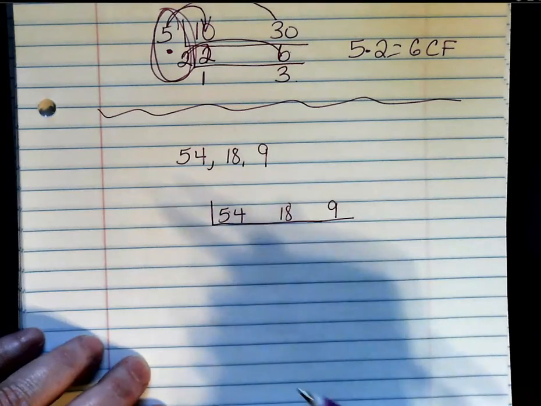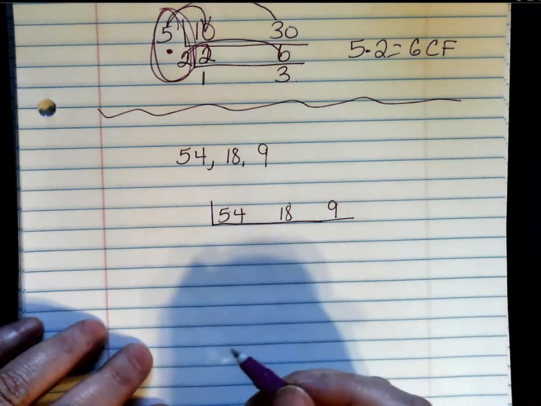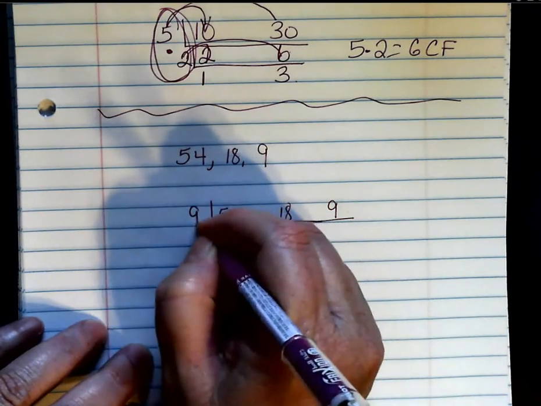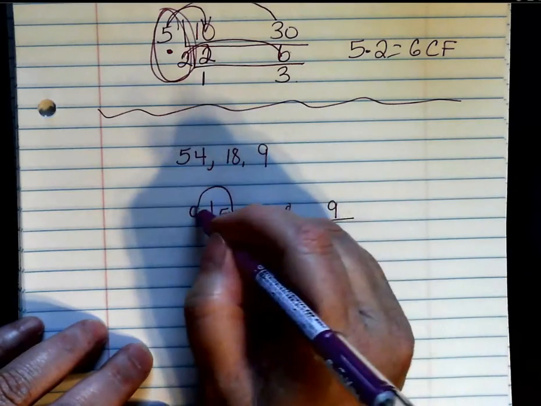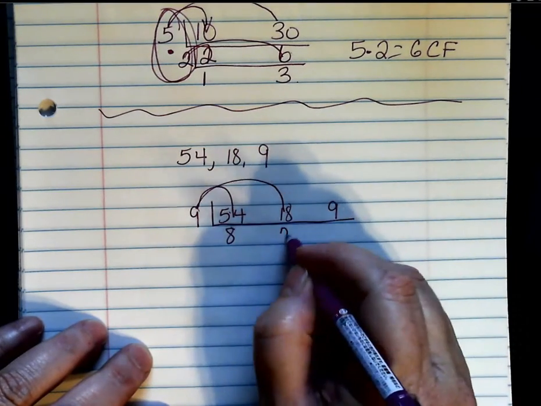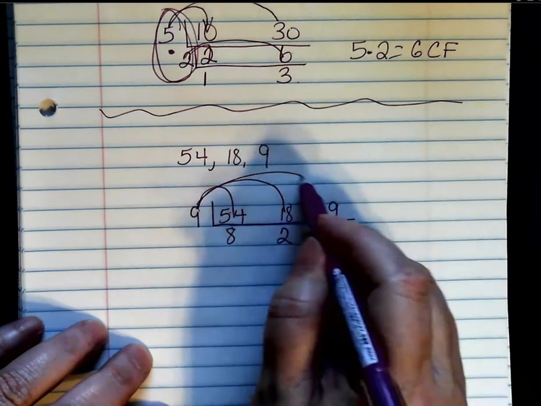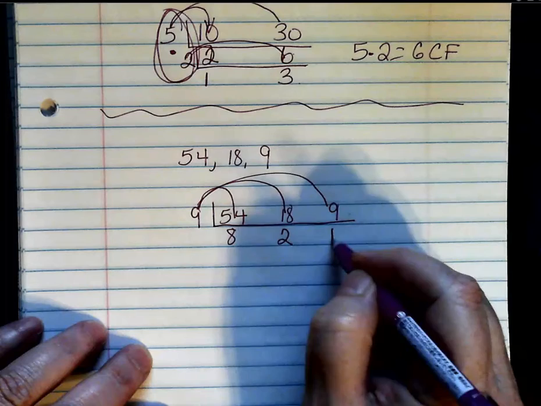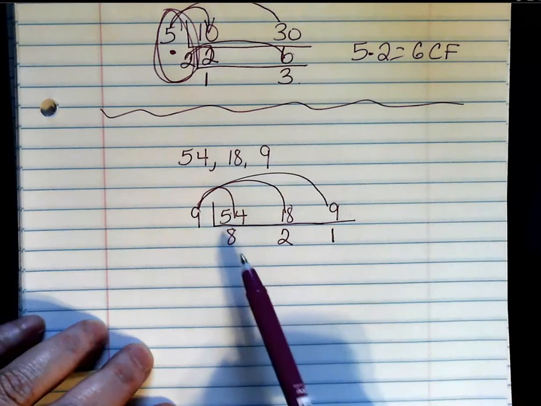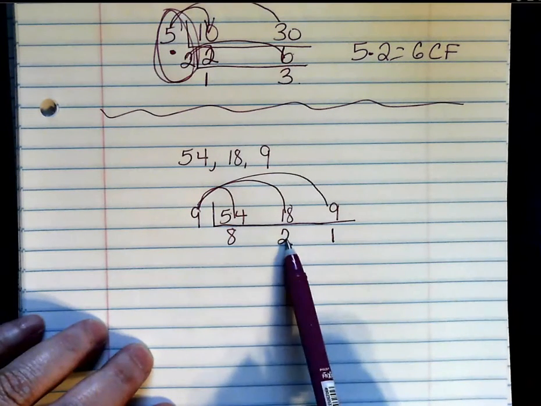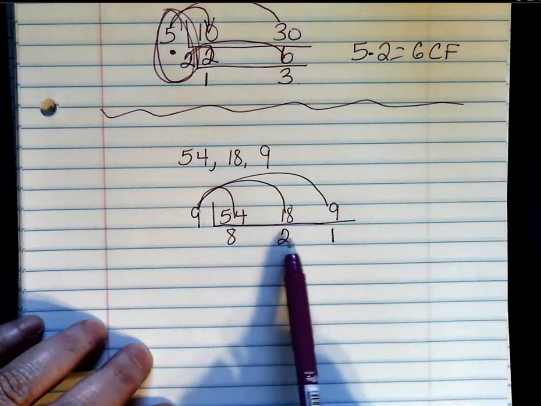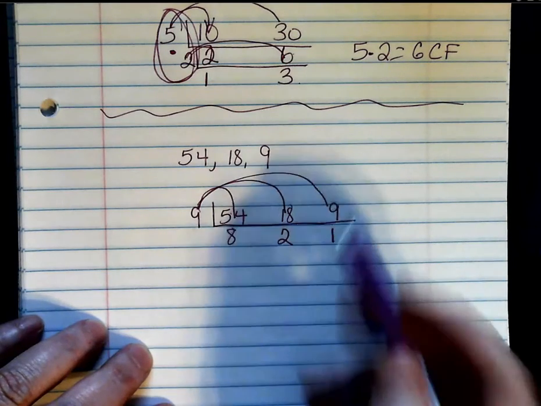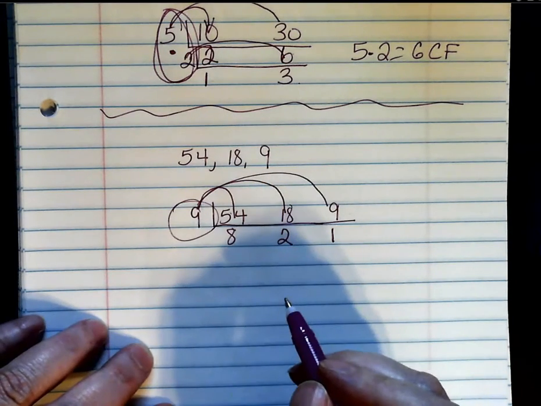So let me show you how it would work with 9. 9 goes into 54 8 times. 9 goes into 18 2 times. And 9 goes into 9 1 time. Now, I can go into 8 and 2, but I can't go into 1. And remember, it has to go into all three of them. So, GCF is 9.